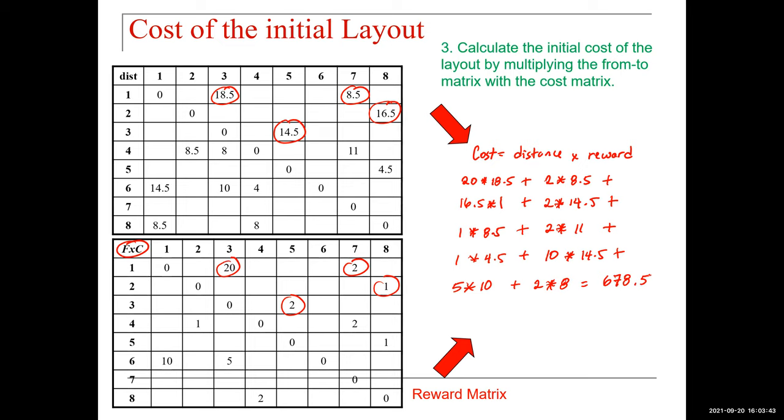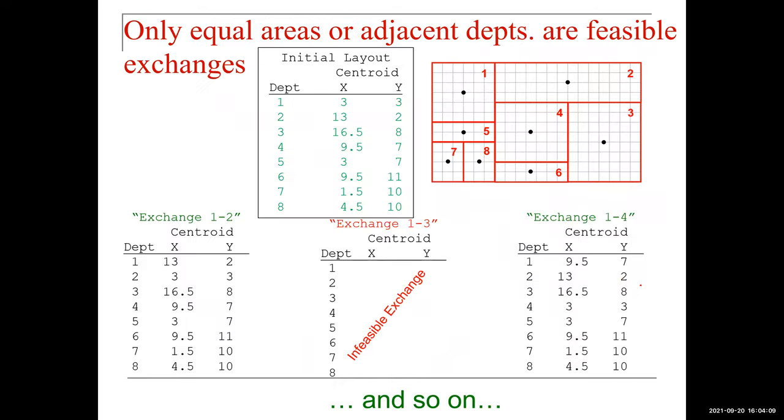Okay, so we got the centroids, we got distances, we were able to calculate the initial cost of the layout by multiplying the flow matrix with the cost matrix. And so we got the benchmark. This is our score to beat. Can we do anything in our current layout that can reduce that cost? That's our goal. We're gonna follow the algorithm.